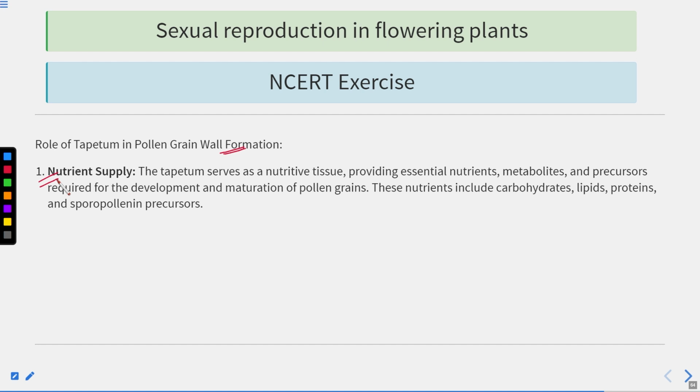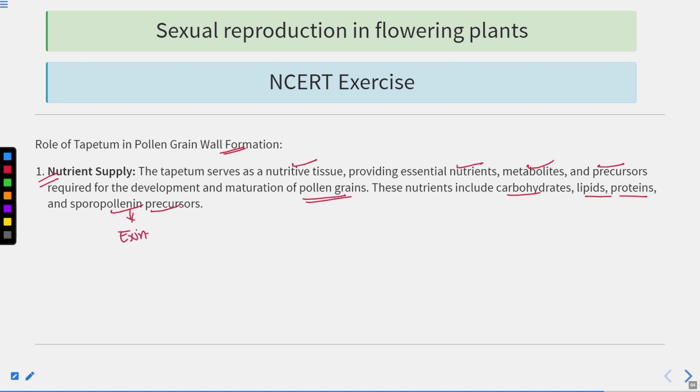First is the nutrient supply. So, tapetum supplies nutrition. It is a nutritive tissue providing essential nutrients, metabolites, and the precursors required for the development and maturation of the pollen grains. Now, these nutrients include carbohydrates, lipids, proteins, and sporopollenin precursors. So, sporopollenin is present in the exine of the pollen.